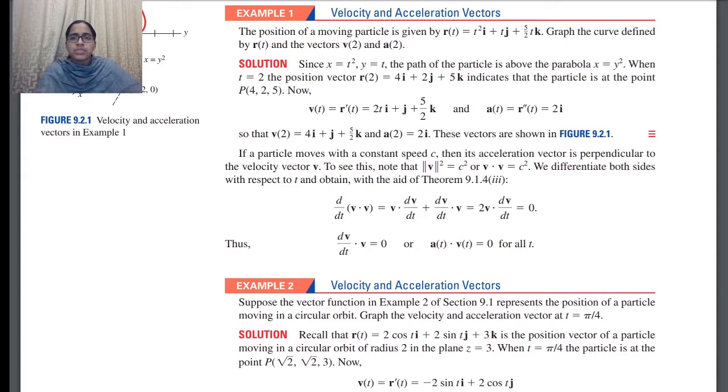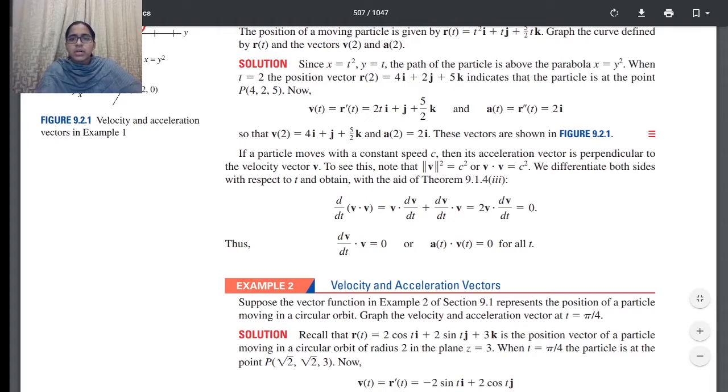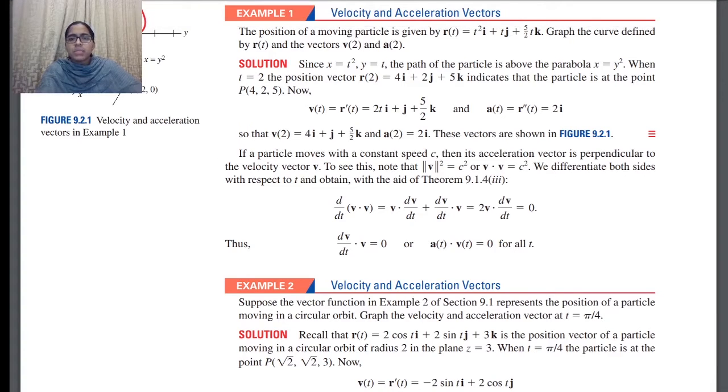So let us see, r of t is given to be t square i plus tj plus 5 by 2 tk. We need to first graph the curve defined by r of t, and then we have to find v of 2 and a of 2. Now the parameters would be x is equal to t square and y equal to t, and using these two parameters we obtain a parabola.